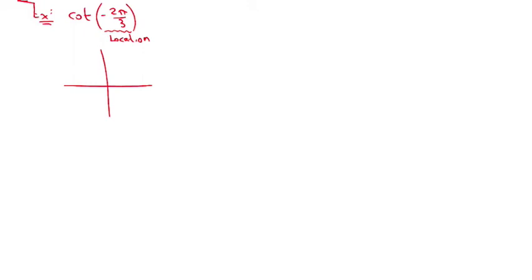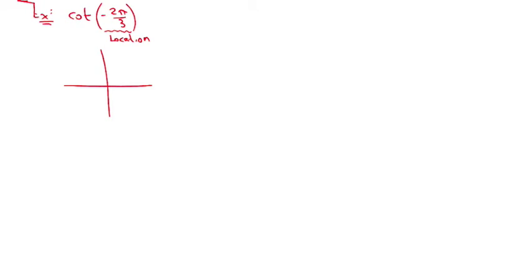Negative 2 pi over 3. Where would that be located? First of all, which way is the rotation? It's going to be the opposite way, so clockwise. In the third quadrant.